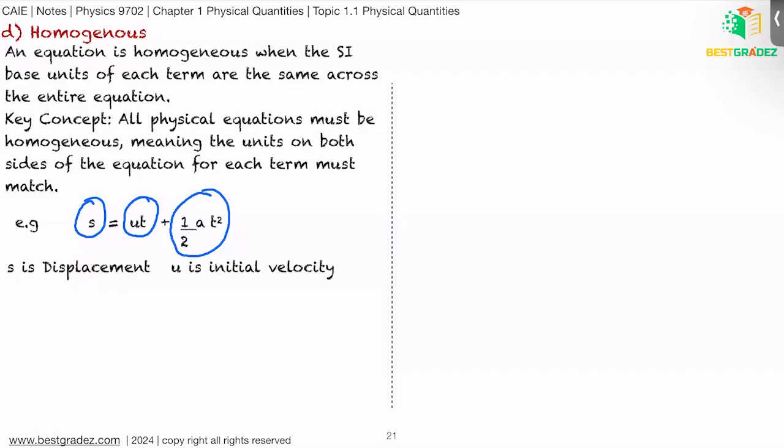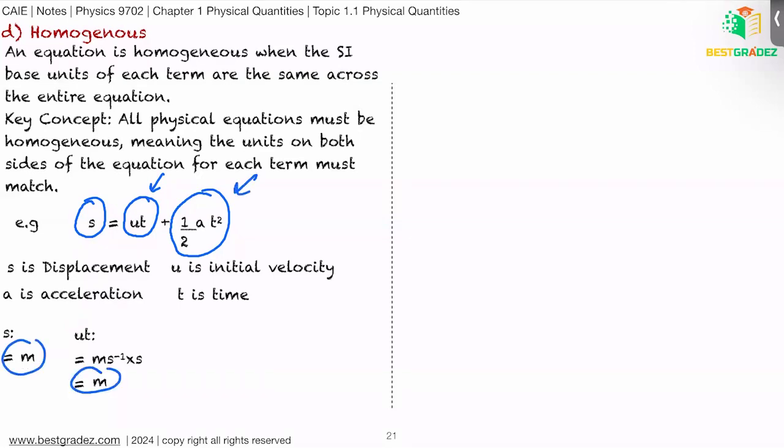S is displacement and U is the initial velocity, A is acceleration, T is time. I'll start with S first. The unit of S is meters, right? If I look at the second term, UT, so if I put the units meters per second into second, I get the same unit, meters. Okay? And if I look at the third term, which is half at square, and if I put the units, if I get the same meters as the final answer, it means this equation is verified on the basis of base units and it's a correct equation. If I don't get meters, it means this is not homogeneous, which means practically you can't use it.